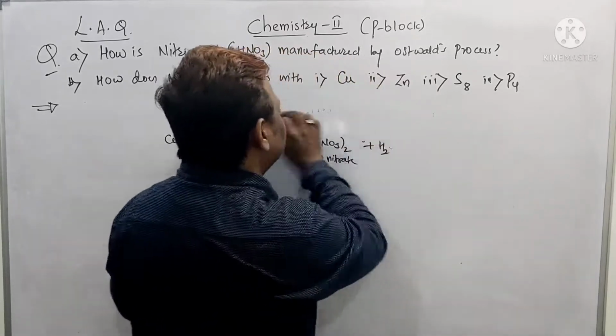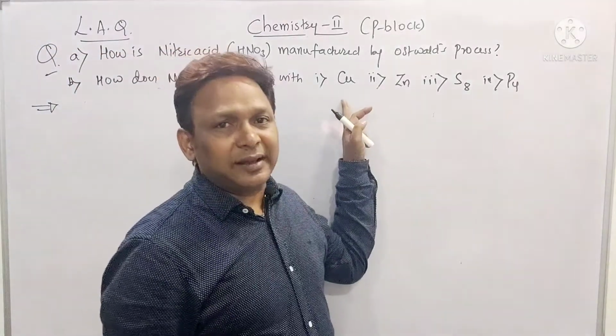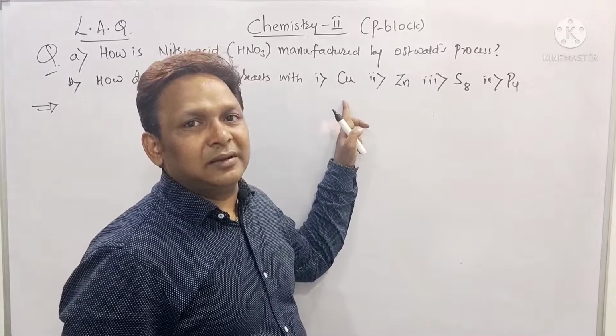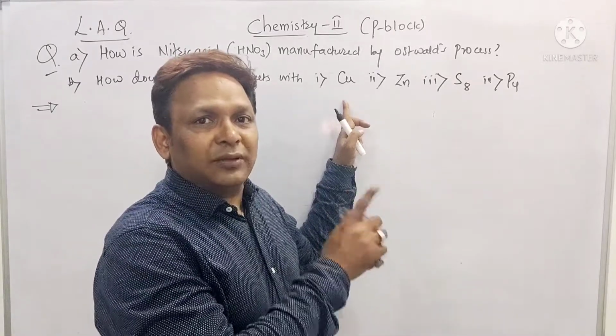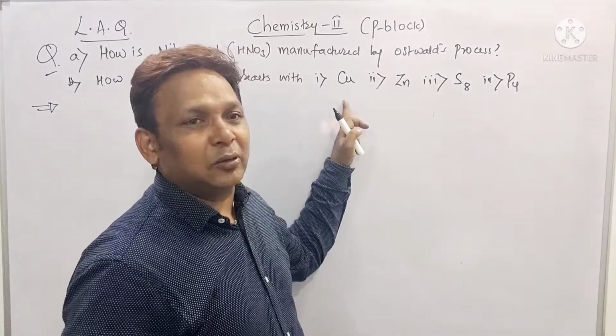Yes, please revise it. Copper reacts with dilute nitric acid. Beta, copper reacts with concentrated nitric acid. The salt is common: Cu(NO3)2 plus H2O. If it is dilute, NO, and if it is concentrated, it is NO2.